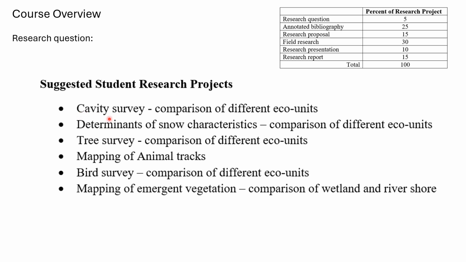And so you could go out and maybe your research project is looking at where do we find these on the property that we're going to be working on within these different eco units that we'll be talking about later. Or you might want to look at snow characteristics. You might want to do a tree survey. You might want to map animal tracks. Maybe you're interested in doing a bird survey, or maybe something like mapping emergent vegetation.